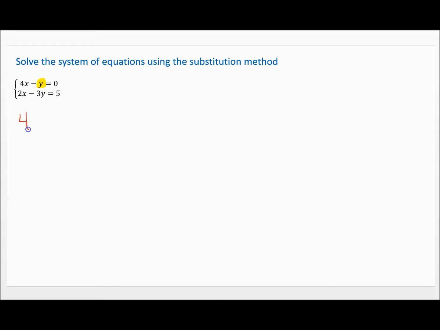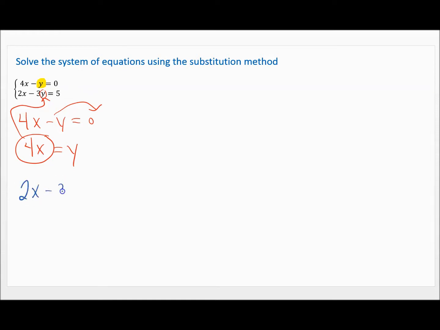Now, I did want to show you something, though. If I have 4x minus y equals 0, can't I just add that y to the other side and get 4x is equal to y? That works, right? I moved the negative to the other side and made it positive. So now I know that y is 4x. So what I'm going to do is remove the y in the second equation and plug in 4x instead.